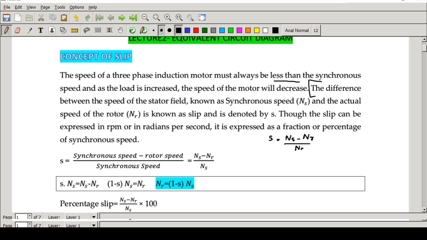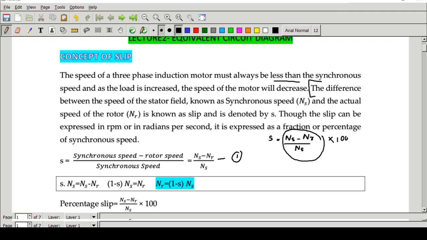So slip is given by the ratio of relative speed to synchronous speed. Usually it is expressed as a percentage of a fraction, so you can multiply by 100. This is the expression for the slip. What is slip? Slip is the ratio of the relative speed to the synchronous speed. What is relative speed? The difference between the synchronous speed and the rotor speed. Let us take this as equation number 1.